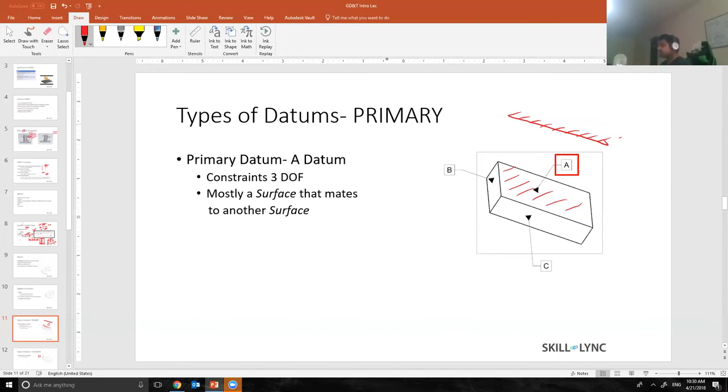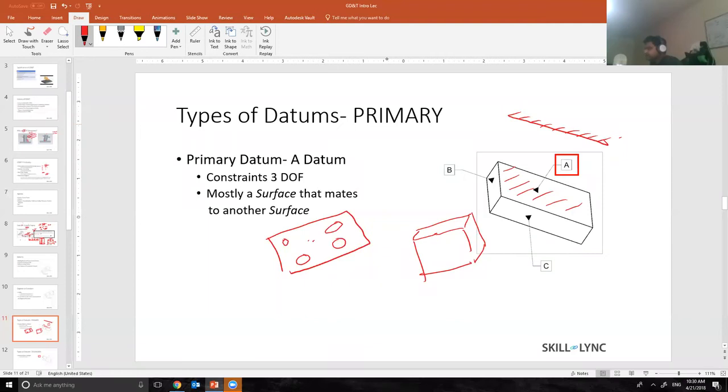We will definitely cover it in the lecture series that we are going to have. But for now, just understand that the primary datum is nothing but the first surface that mates to another surface of a part. So if it's an engine mount, it kind of looks like this. There's a slot, and there are 2 oversized holes. And then this is my engine block over here, and this surface mates to this surface. So this surface would be my primary datum. The primary datum constrains 3 degrees of freedom. So out of 6, it will constrain 3 degrees of freedom always.